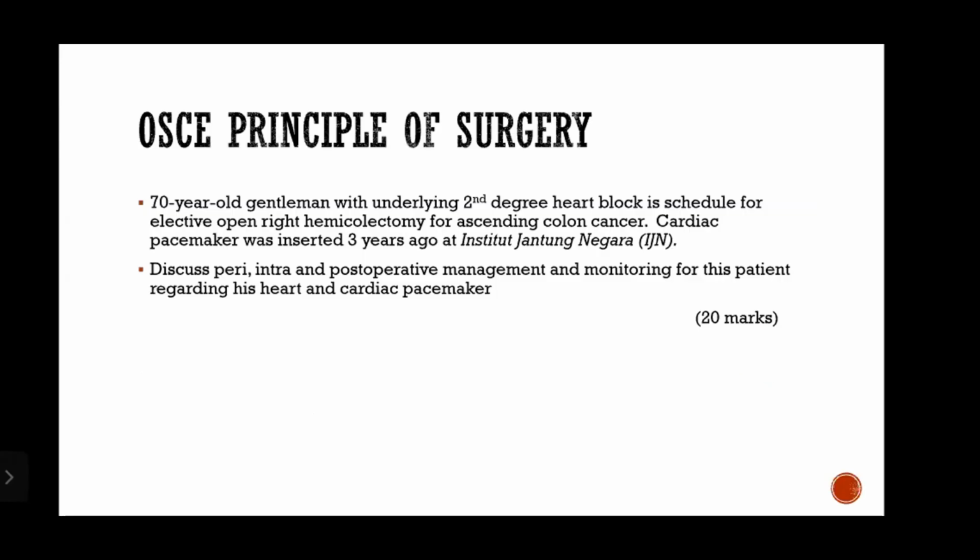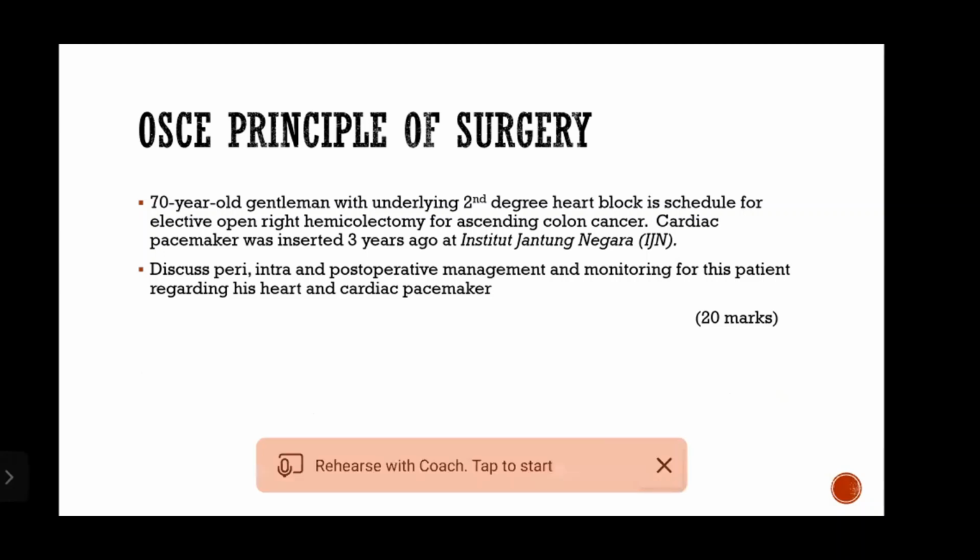Okay, so I give 10 minutes. This is a common question that may be asked during the OSCE exam. Everyone can read the question. Supposedly, in the real OSCE it is 20 minutes, but because 20 minutes is too long, we try to do it in 10 minutes. Okay, you can start now.